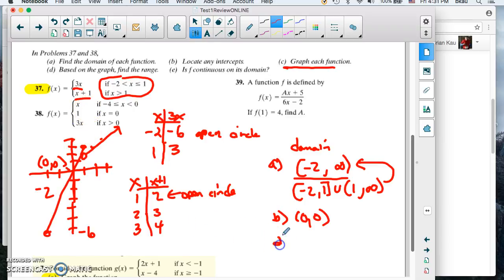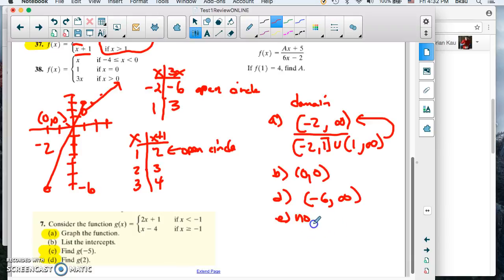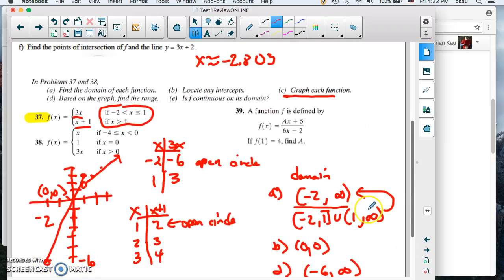So the range here starts at -6 with an open circle, and it goes all the way up to infinity. It just keeps going up. It doesn't stop. So here's our range. Now E says, is it continuous on the domain? Well, if we look at this, it actually jumps right here. So E is no, because it's not continuous at 1. Not continuous at x equals 1. So we've answered all the questions that have to do with this piecewise graph.